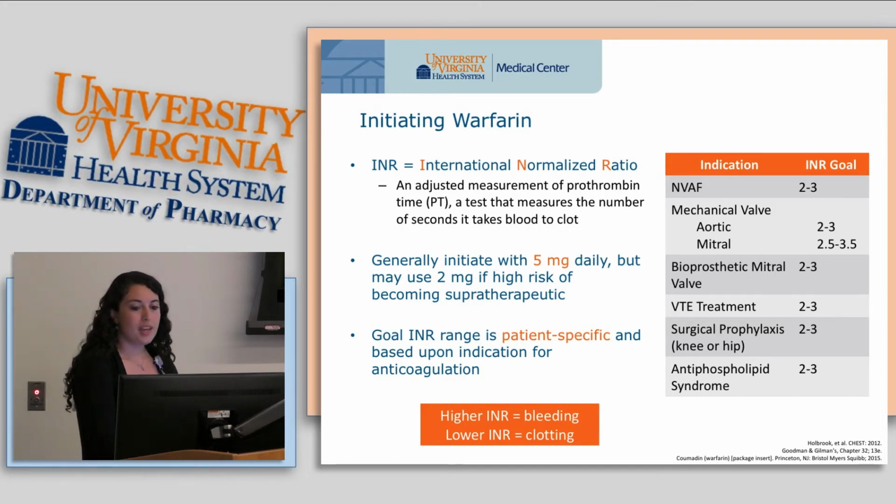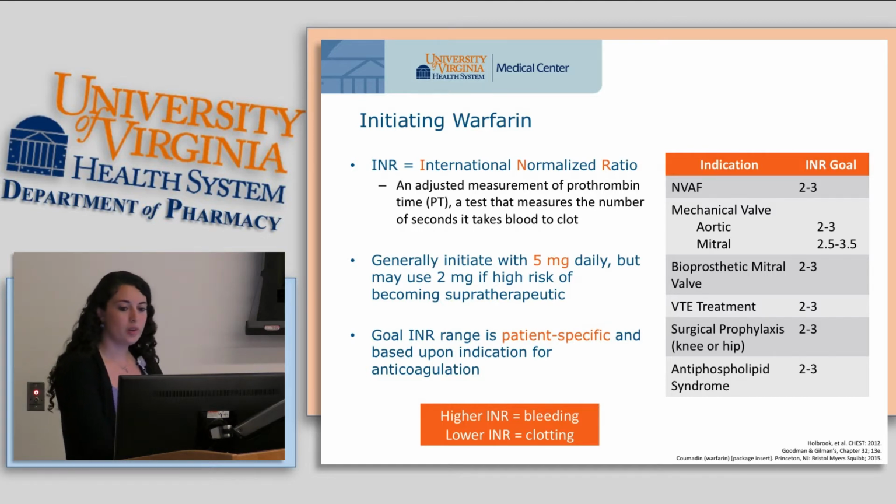And that's because mechanical valves are at a higher risk for clotting than the bioprosthetic valves. But then also the position of the mitral valve is at a much higher risk of clotting than the position of the aortic valve. And so that's why even if you have a mitral valve, which is at a higher risk, if it's bioprosthetic, which you can see on the third row, it's still 2 to 3. And that's because the risk shifts based on if it's mechanical or not, and then also the position.